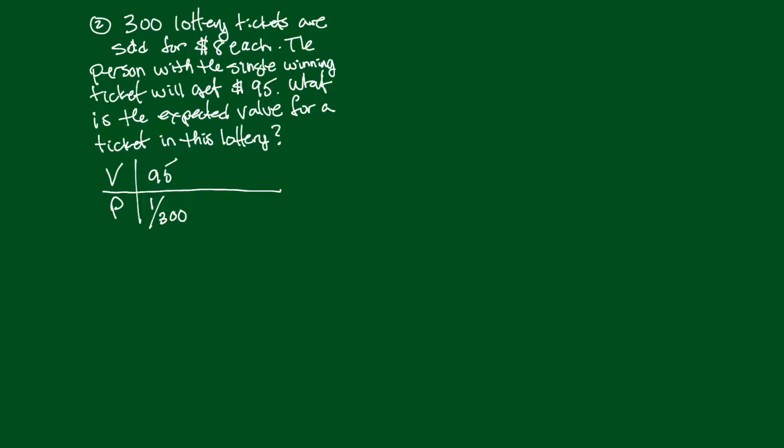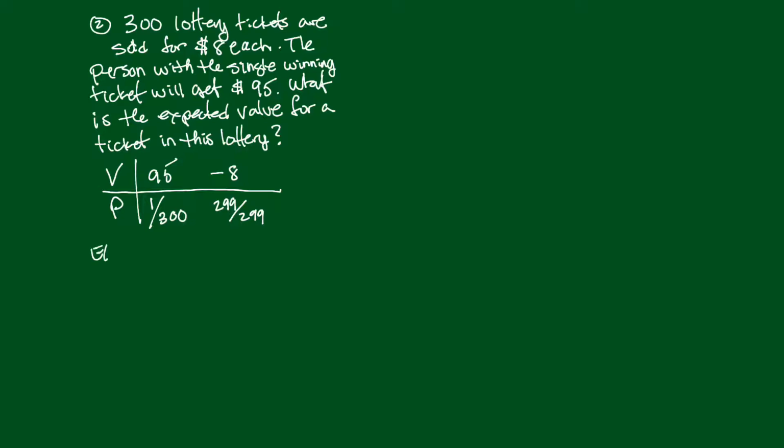Now what else can happen? Well, you pay $8, so you're going to lose $8, and the chances of that are, let's see, there's 299 tickets left, and we've already taken out one winner, so what's the probability of losing the $8? That's going to be 299 out of 300. Since there's already a winner, the other tickets are going to lose.